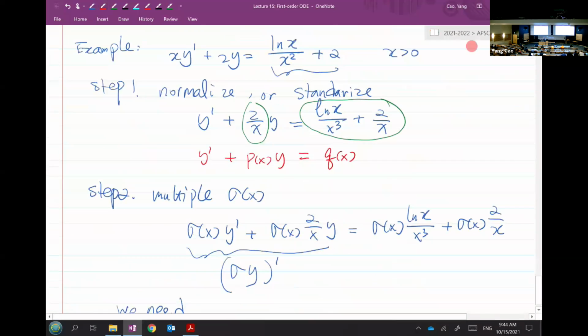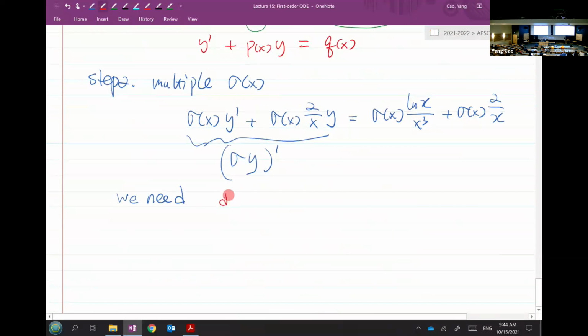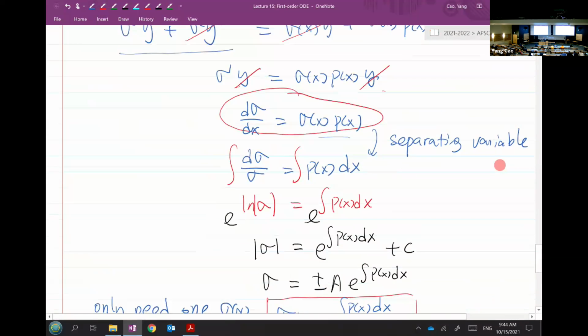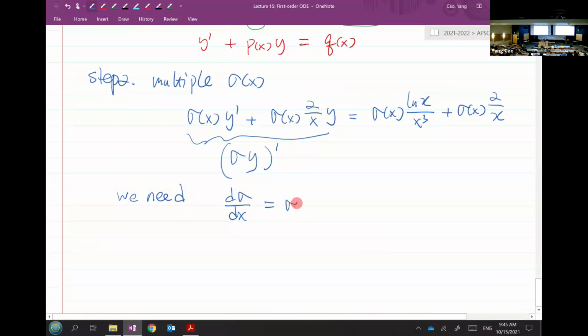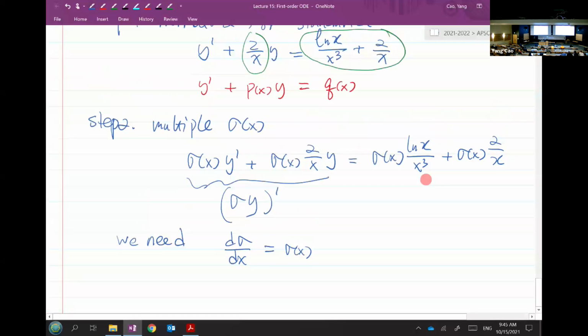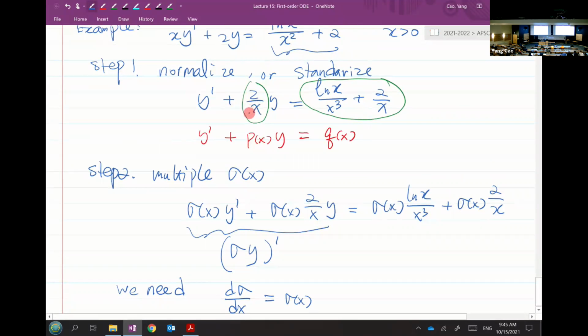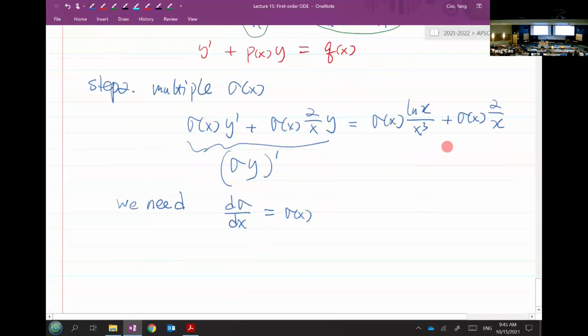So from here, we have d sigma over dx equal to sigma x times p of x. What is p of x? You go back to your standardized function. It's 2 over x. Right, so 2 over x.